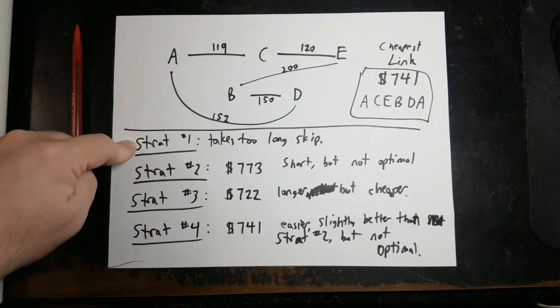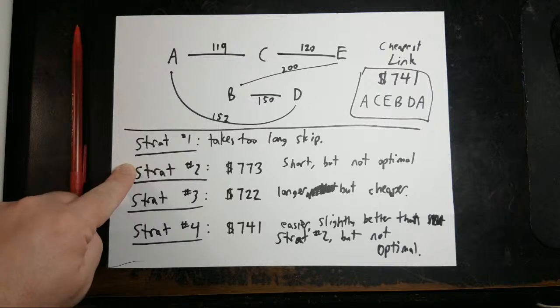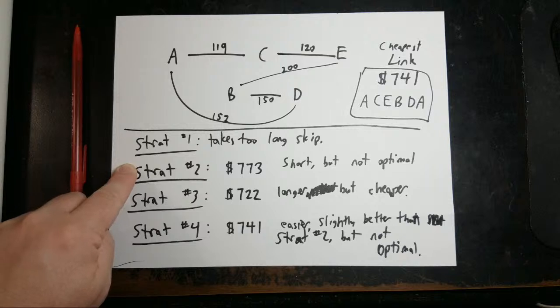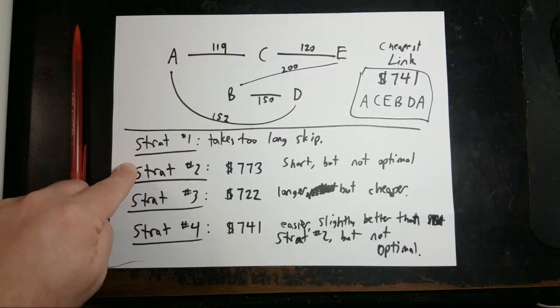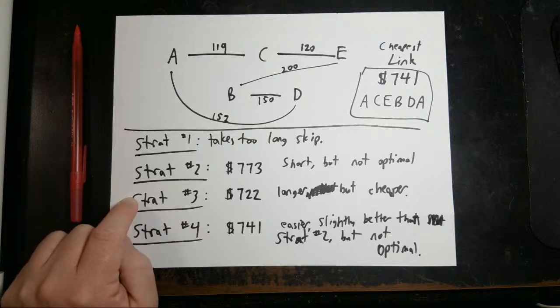Strat 1, brute force. Only use it if you have a low number of vertices. Takes too long for this example, so we skipped it. Strat 2, nearest neighbor. You start at your home location, and you basically pick the connection that is the cheapest, and then keep going until you end up where you started, and you hit every vertex. It's short, but it's definitely not optimal. Strat 3, repetitive nearest neighbor, got us a $722 one, where we had to list out all 5 nearest neighbors with a different starting point. It's longer, but it's definitely cheaper.